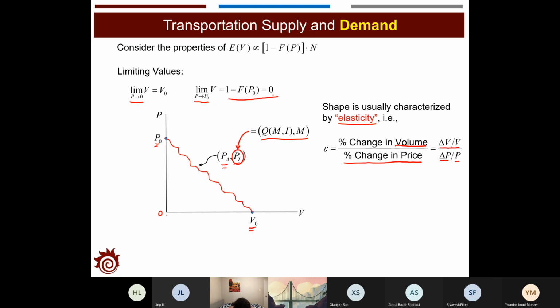If we can identify the continuous function about the relationship between P and V, then the elasticity would be dV over V divided by dP over P, and you can further simplify this as dV over dP, which would be the inverse of the first order derivative of P with respect to V, times P divided by V. So this is the definition of elasticity.